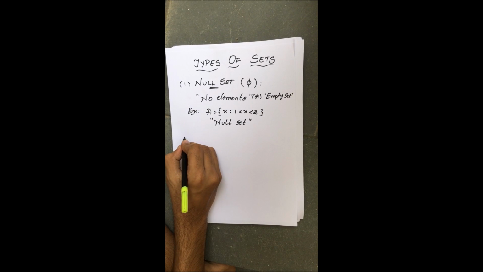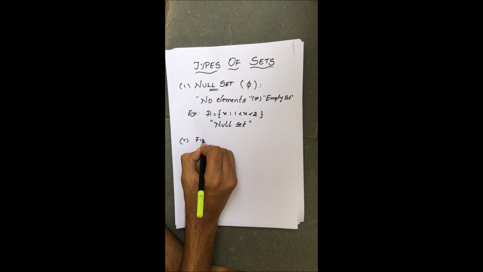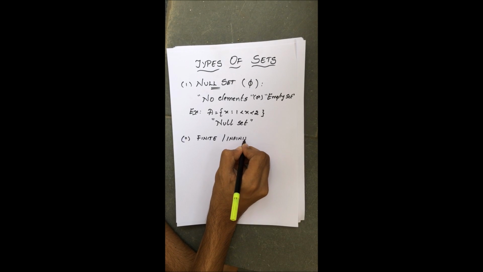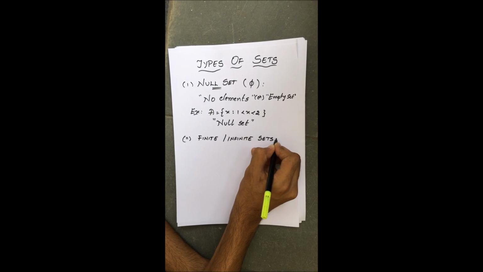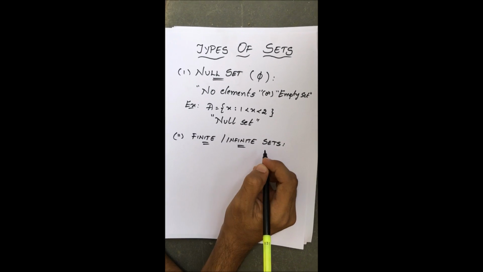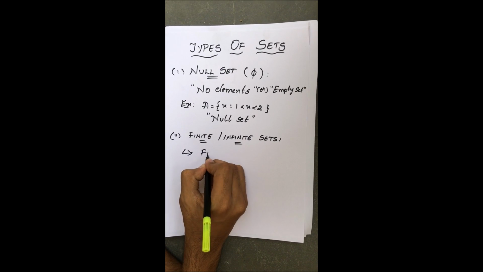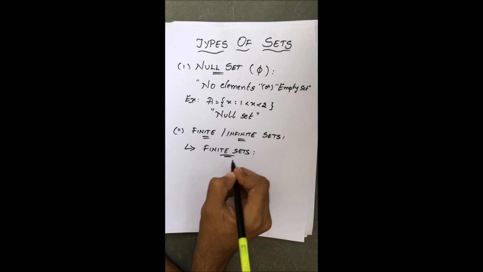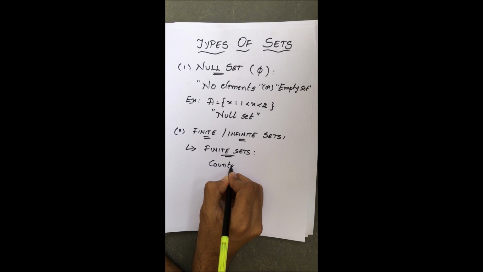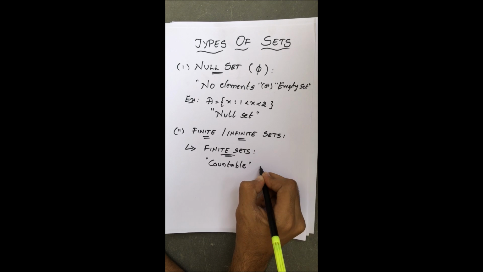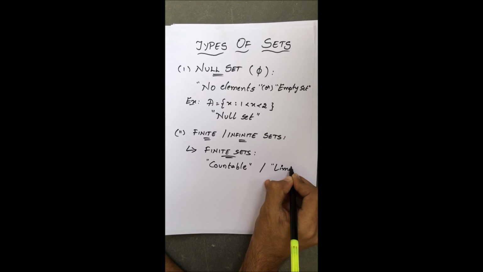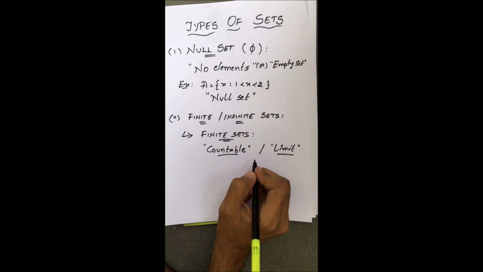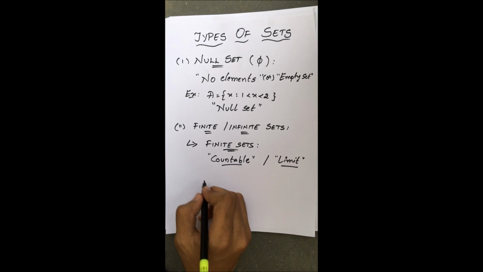Now I'll move on to the next set, that is finite and infinite sets. By the name we can suggest that the sets that are finite are countable sets. First I'll give you the definition for finite sets. Finite sets are the sets in which the elements are countable or the elements have a limit. That means we can either count the elements or it has a limit. It just stops at a certain point. Now I'll give you a simple example for this.